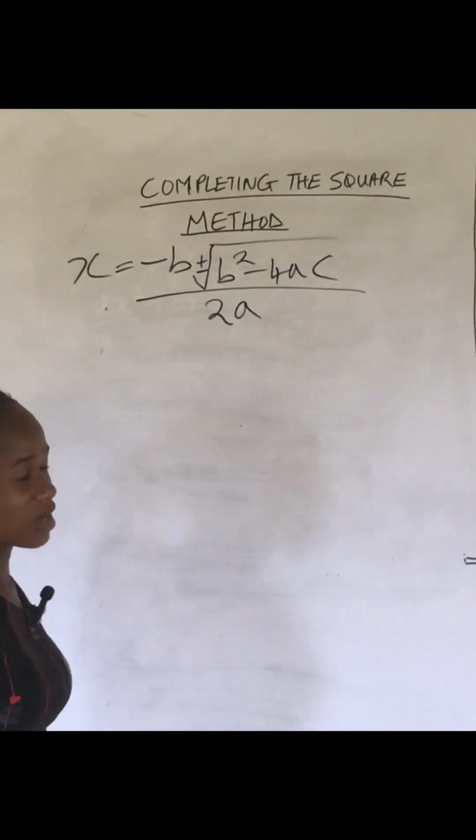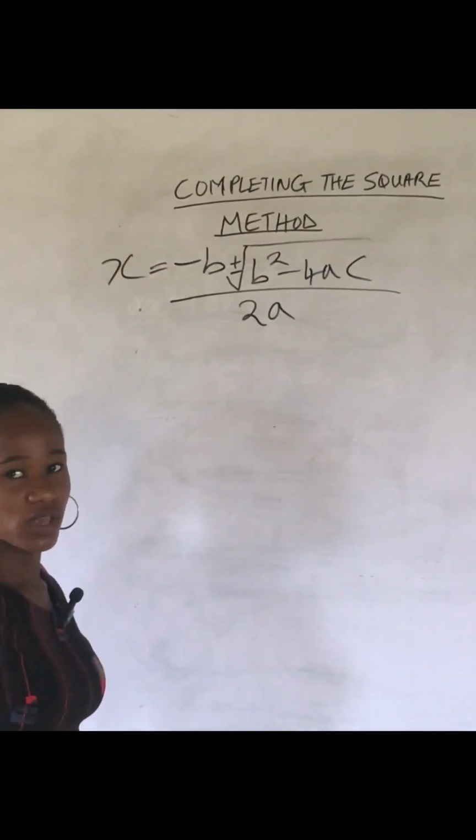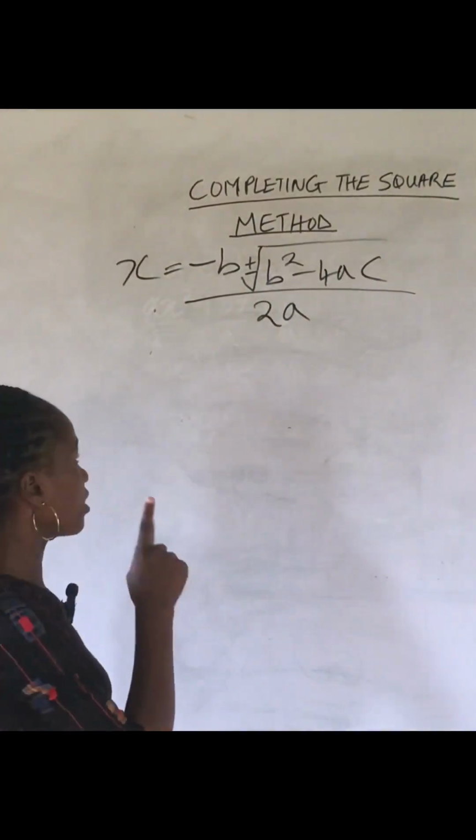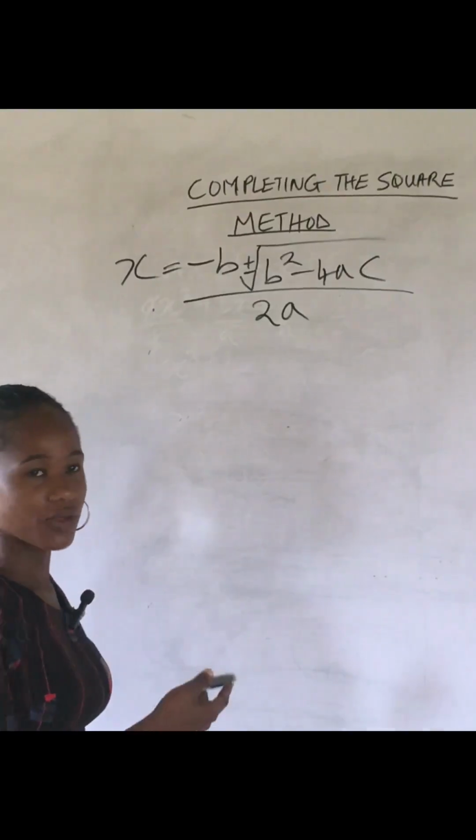So through this now, you can see how we have, through the completing the square method, arrived at the quadratic formula. So this is how you derive it.